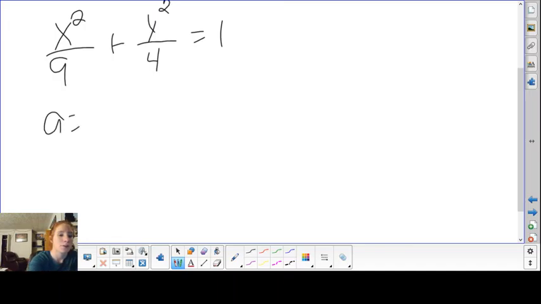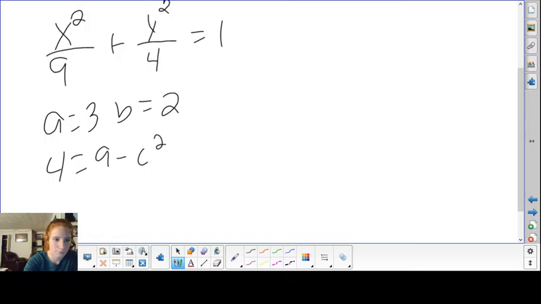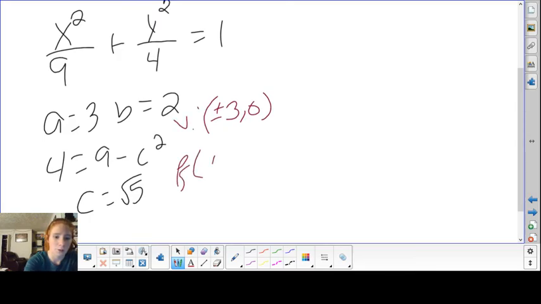So A is equal to 3, B is equal to 2. So B squared is equal to A squared minus C squared. So C is equal to the square root of 5. My A is, in this case, with the X. So it's going to be plus or minus 3, 0 for my vertex. And my foci is going to be plus or minus the square root of 5, 0.